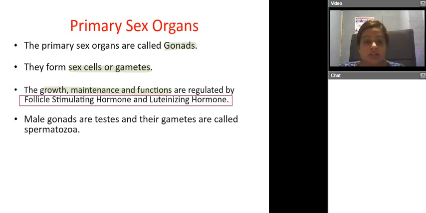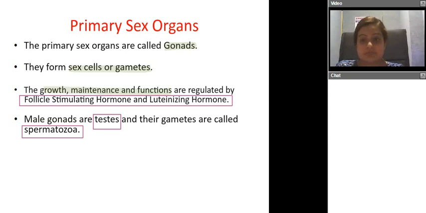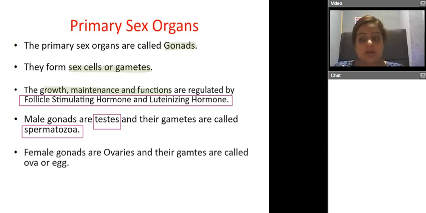The male gonads are termed testes and their gametes are called spermatozoa or sperms. Female gonads are ovaries and their gametes are called ova or egg. So the gonads give rise to gametes. The male gonad, that is testis, forms the sperms and the female gonads, that are ovaries, form the egg.